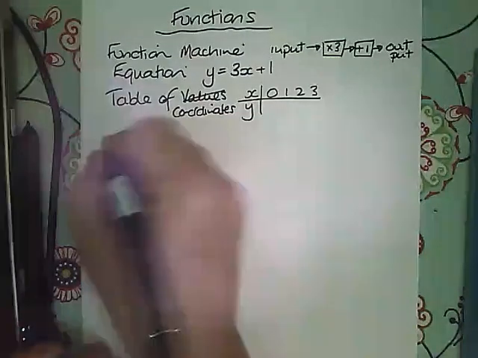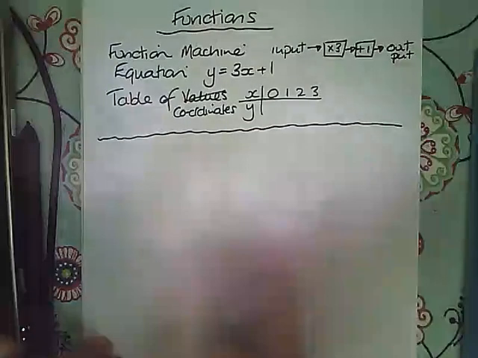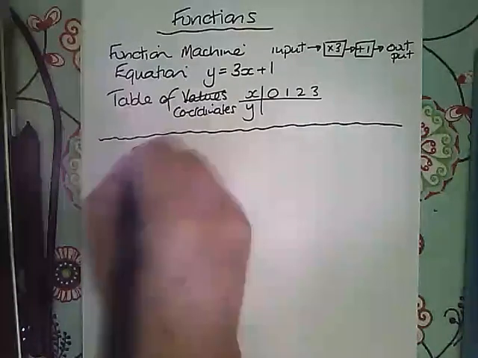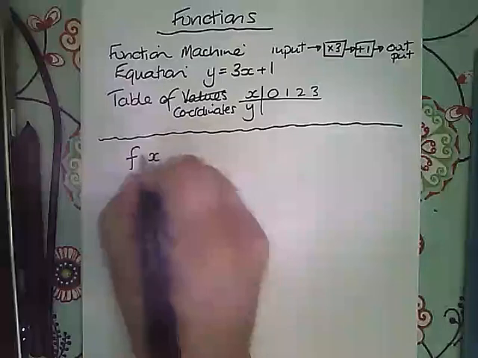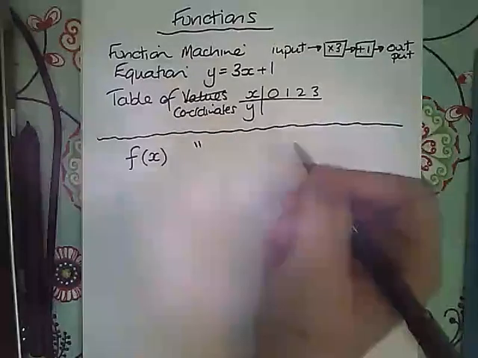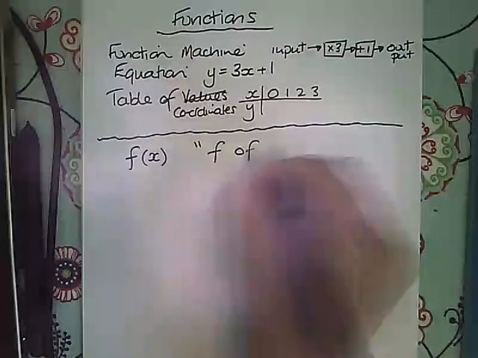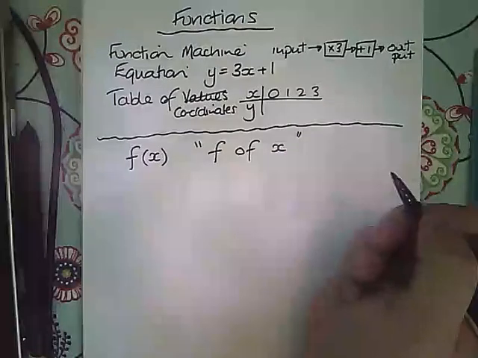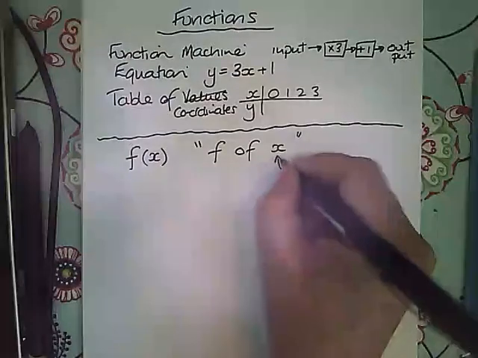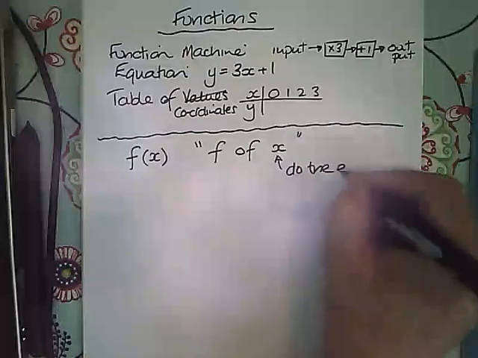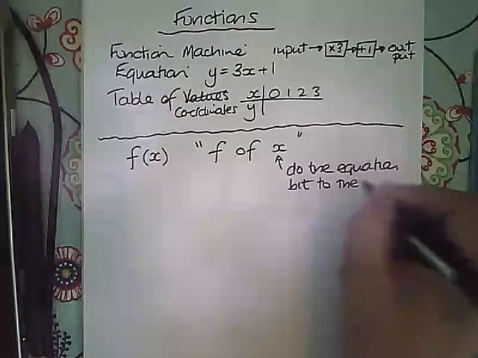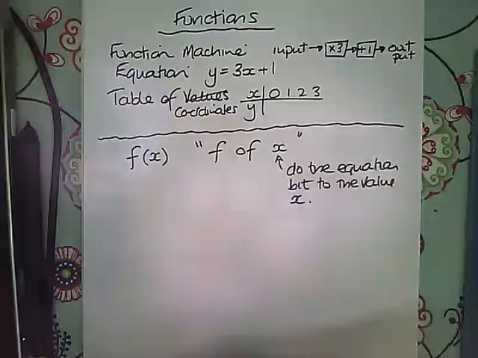Okay, so all of those things tied together we can use to do something a little bit more complicated, which is called evaluating functions. And functions are written like this. So this is a function, and we're going to put a number through the function. And when we're talking about this, we would say f of x. And that's just an abbreviated way of saying I'm going to put x through this function. And what it means is we're going to do the equation bit to the value x.